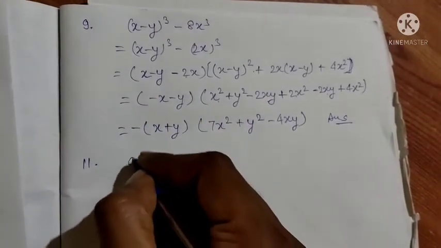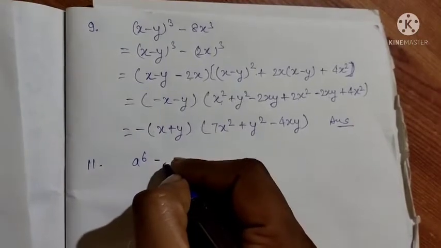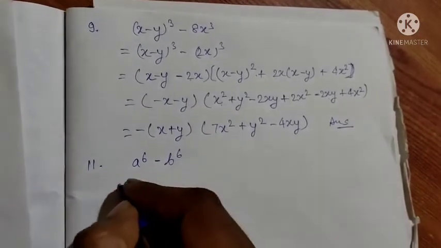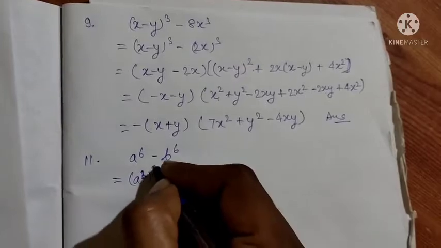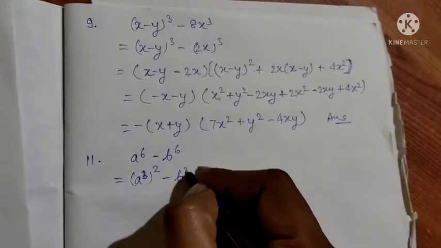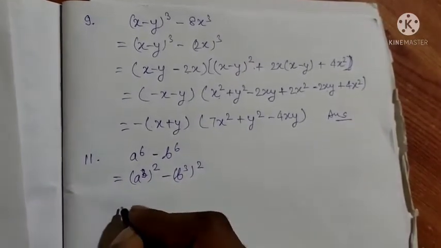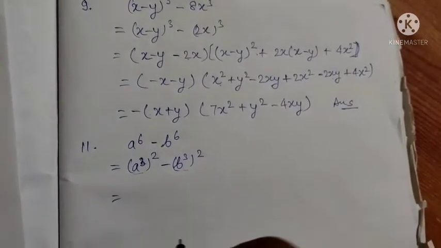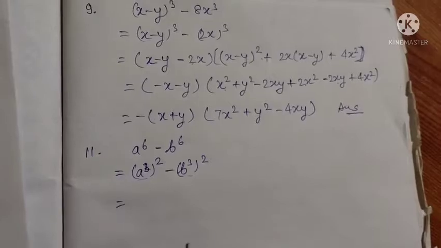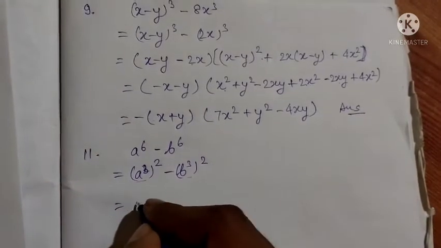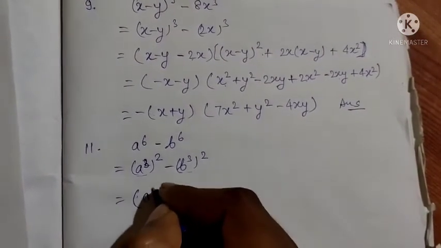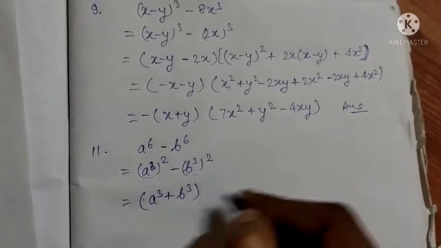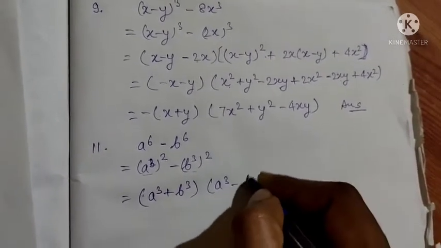Question number 11 is a to the power 6 minus b to the power 6. Write it as (a cube) to the power 2 minus (b cube) to the power 2. Now it is in the form of a square minus b square, right? And as we know that a square minus b square is equal to (a plus b) into (a minus b). So it will be (a cube plus b cube) into (a cube minus b cube).